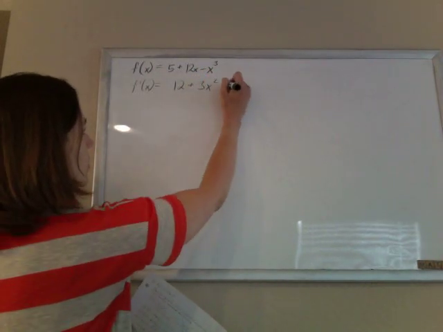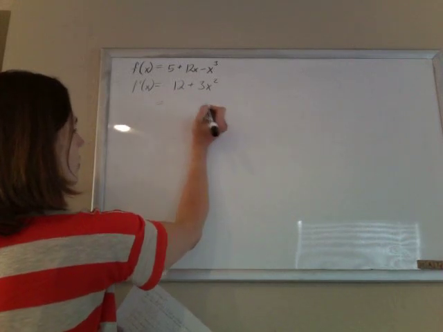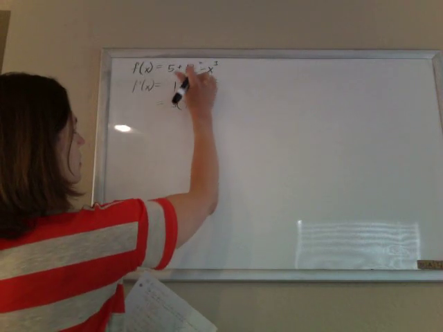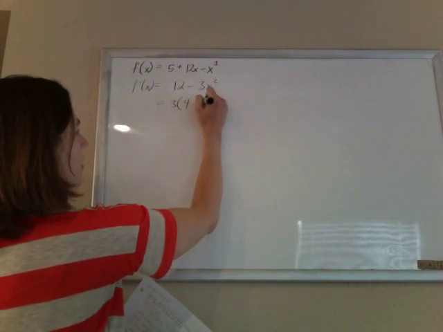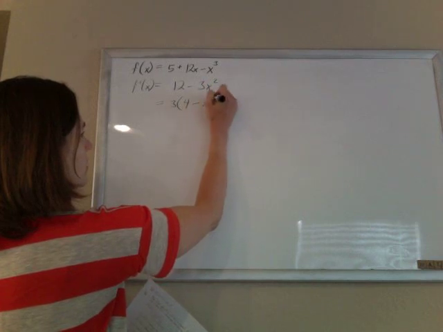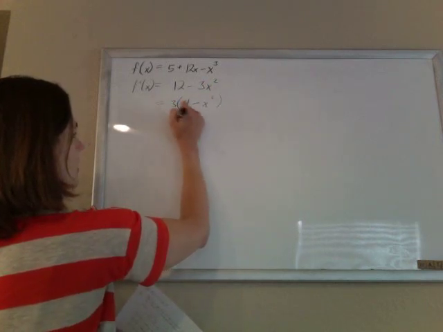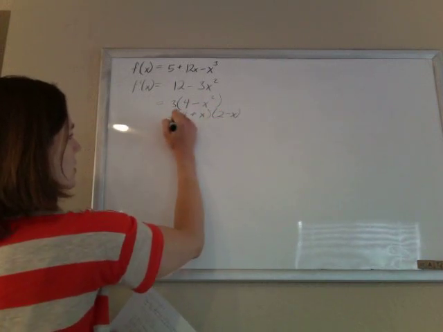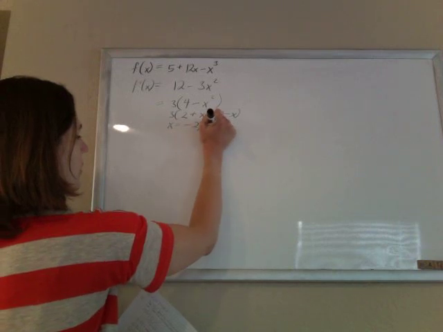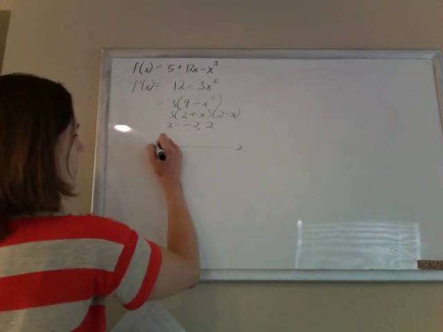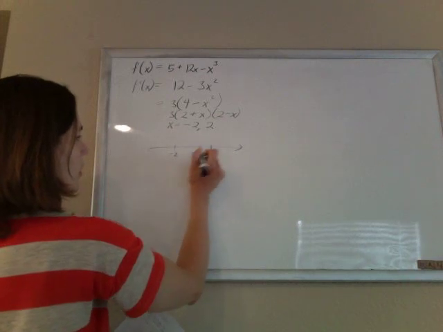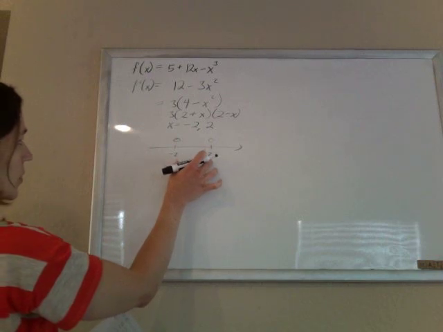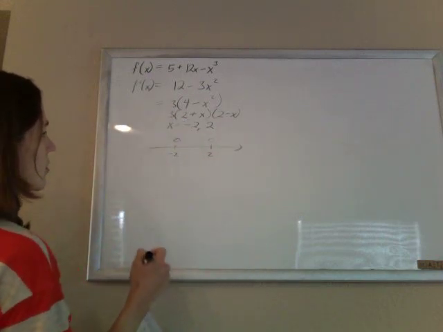And the critical points are where this equals 0, so what you're going to do is factor it, take out a 3, 4 minus x squared, so that's 3 times 2 plus x times 2 minus x, so this equals 0 when x is either negative 2 or positive 2. So if we put these on a sign line, the only place your derivative is 0 is negative 2 and 2, so that's the only places it can go from increasing to decreasing or vice versa.